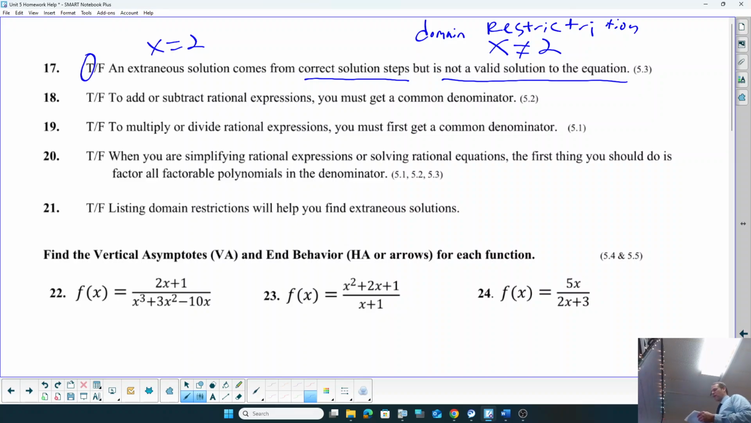To add or subtract rational expressions, you must get a common denominator. That's true. To multiply or divide rational expressions, you must first get a common denominator. That's not true. You just factor the top and bottom and cancel. When simplifying rational expressions or solving rational equations, the first thing you should do is factor all factorable polynomials in the denominator. That's true. And listing domain restrictions will help you find extraneous solutions. That is true.